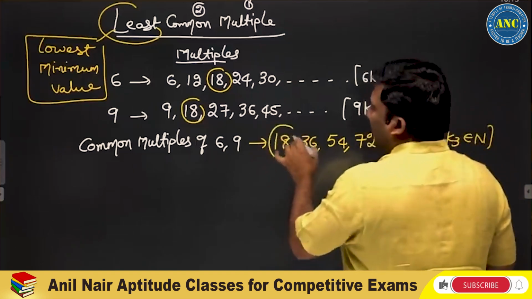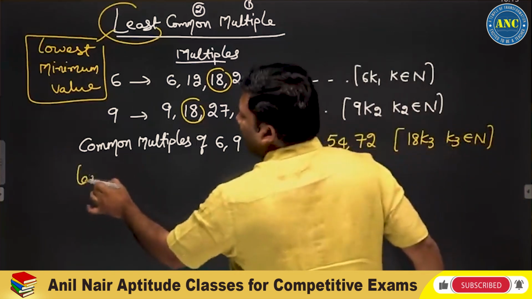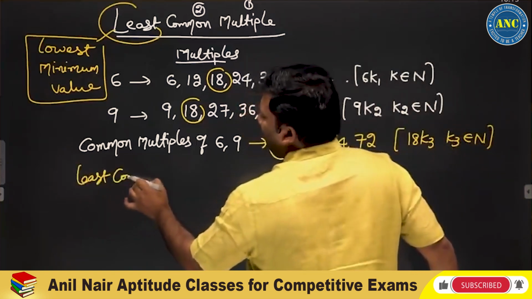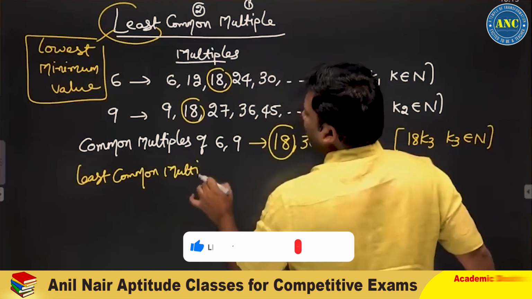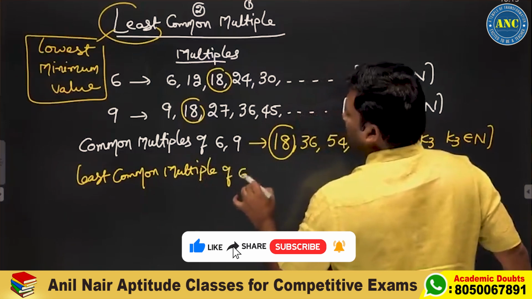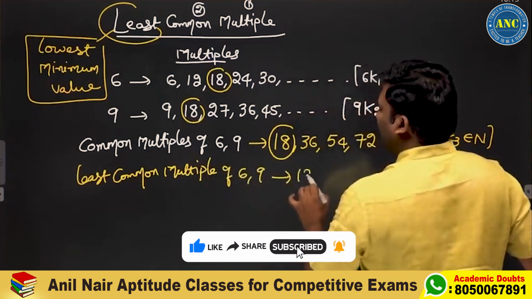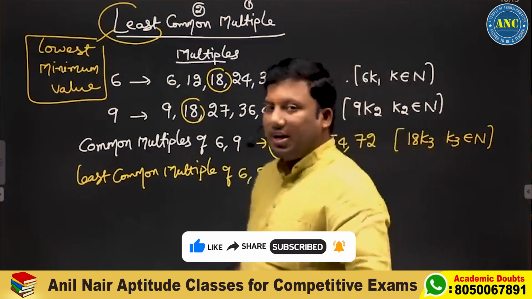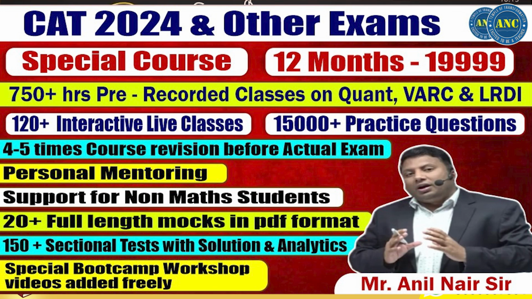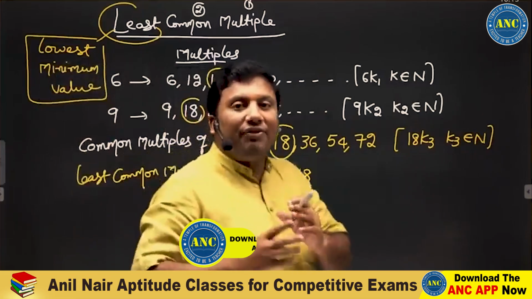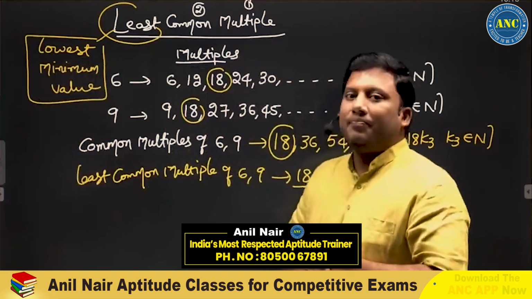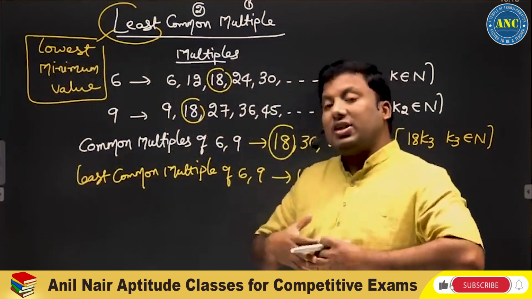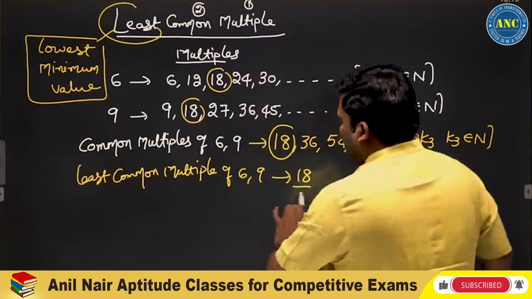What is the least common multiple of 6 and 9? It is 18. I hope the definition is clear. Now a student might ask some doubts: Anil sir, is LCM defined only for natural numbers? Can I define it for rational numbers? Can I define it for irrational numbers?